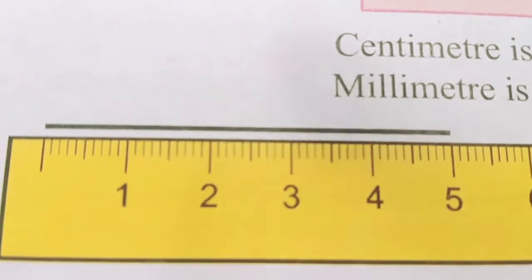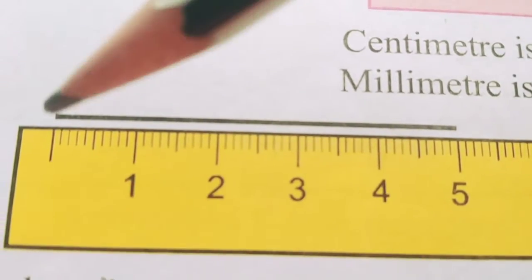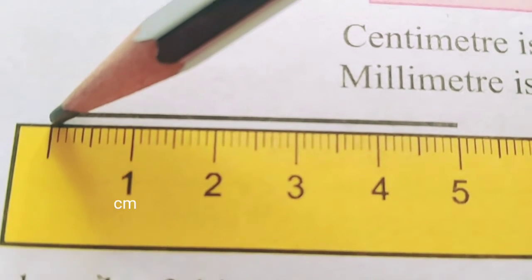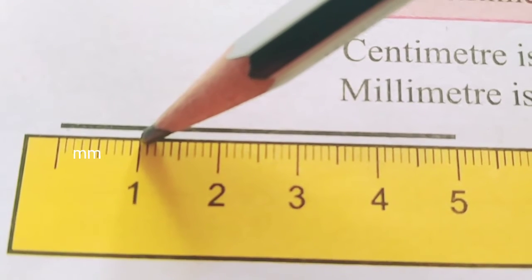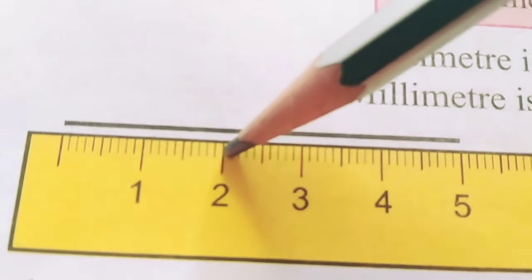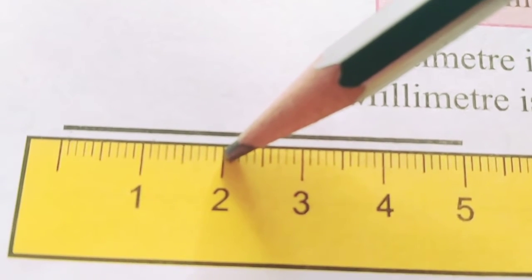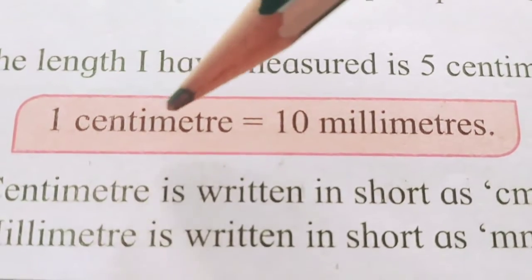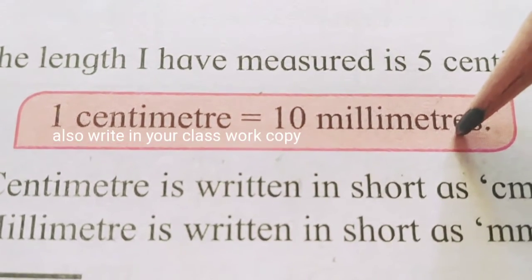We will see. Look here. This is a ruler and from here to this number 1 is 1 centimeter and from here to number 2 is 2 centimeter. In this way you have to count the centimeters of any object. Look here, 1 centimeter equals 10 millimeters.